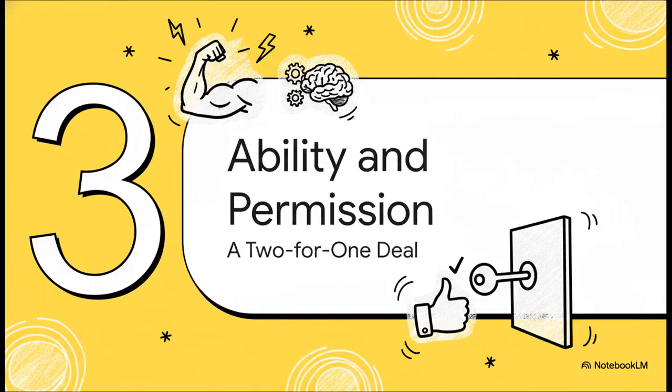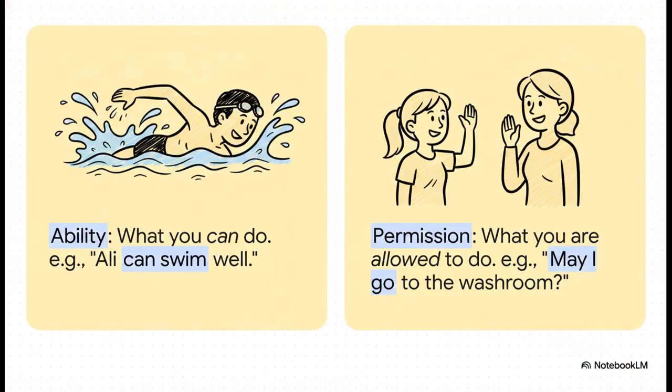Okay, our next function is kind of a two-for-one deal. We're going to talk about ability, so what someone is capable of doing, and permission, which is all about what someone is allowed to do. This breaks down the difference so well. Ability is about your skill or your capacity. So, "Ali can swim well" describes something he's physically able to do.